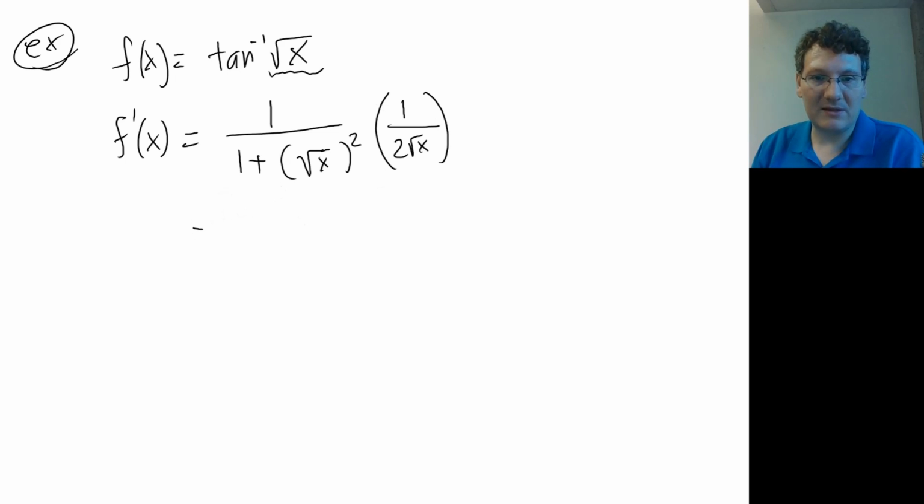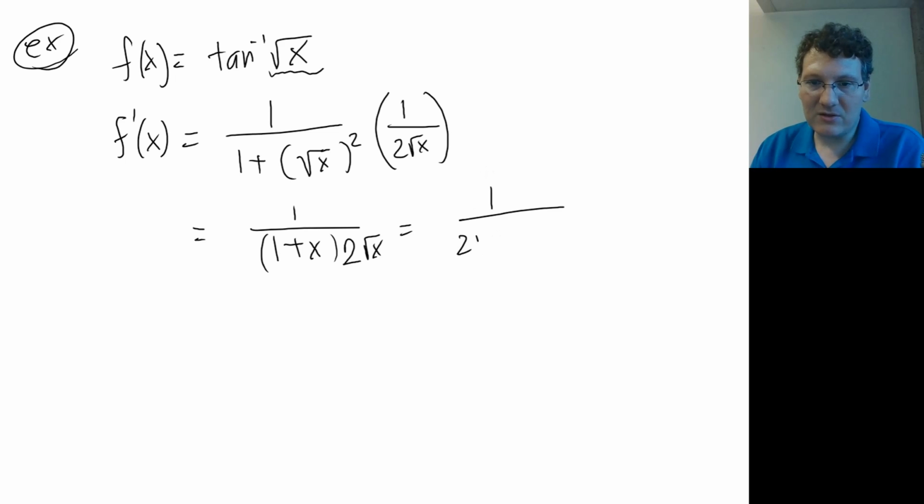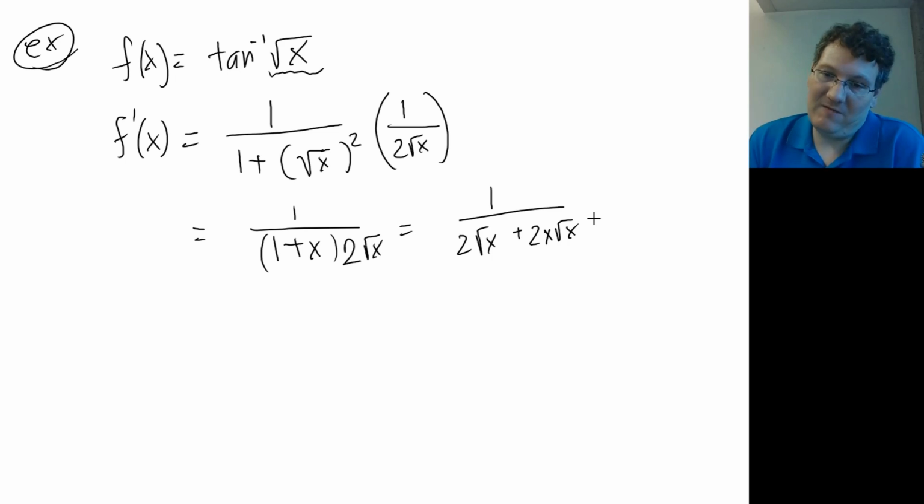Now we can clean this up a little bit. This is going to be 1 over 1 plus x, but that's times 2 root x. So I guess we could write this as 1 over 2 root x plus 2x root x if you fancy it. So there you go.